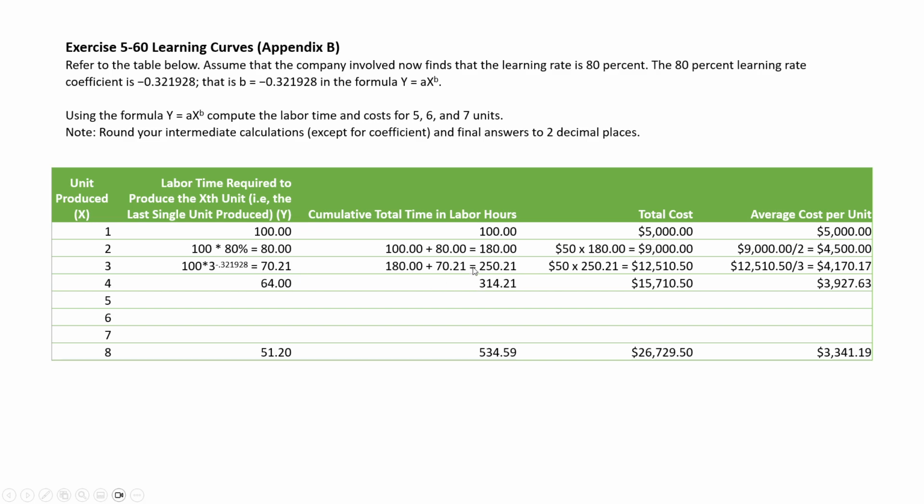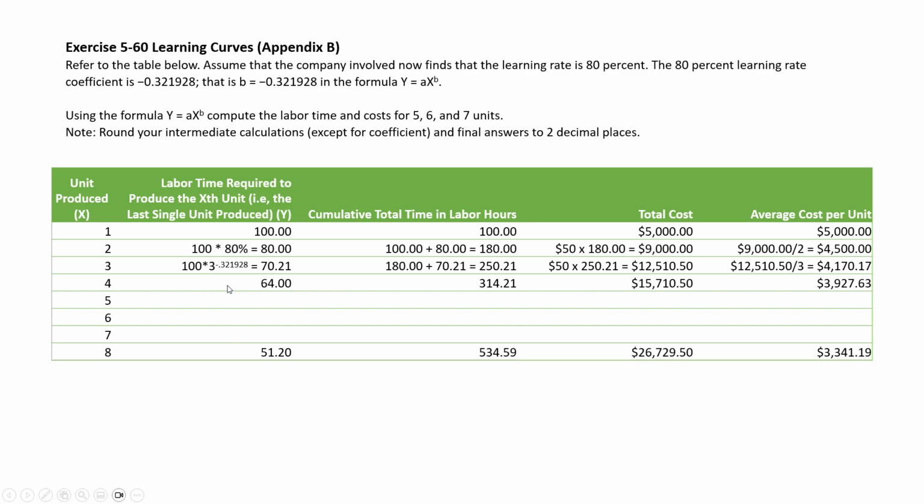Add that for cumulative time to our estimated cumulative hours for 180 at 2 units, and so we think it would take us 250.21 hours to produce all 3 units. Multiply that times $50 per hour, 12,510.5 total cost. Divide that by 3 units in total to get an average cost of $4,170.17.